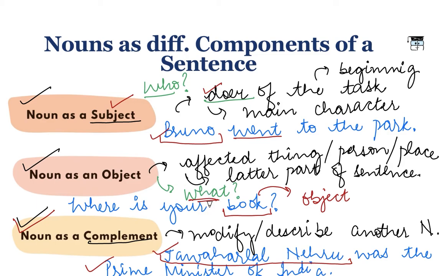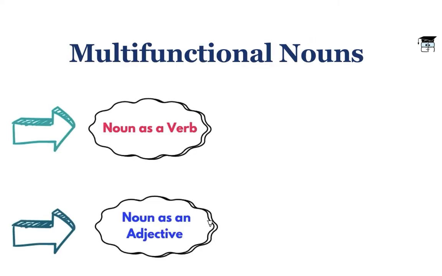These are the three components of noun acting in a sentence. I hope that is clear. Now, concluding with the final and very interesting topic of this video, let's talk about multiple functions performed by nouns. What are the different functions that nouns perform? Noun generally performs two functions, that are noun as a verb and noun as an adjective.